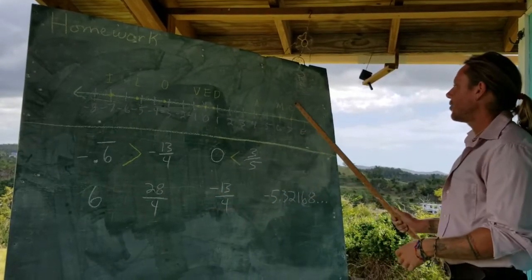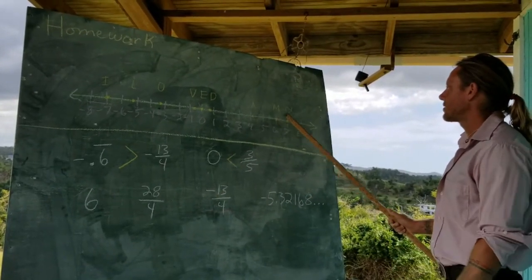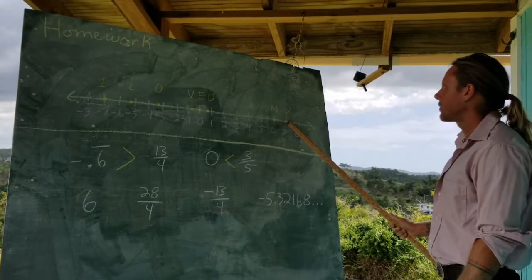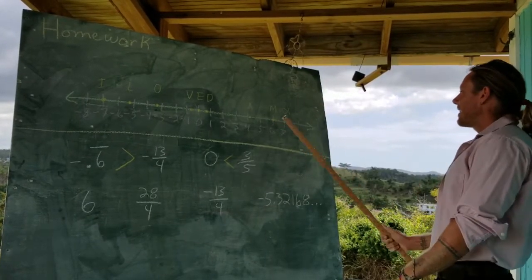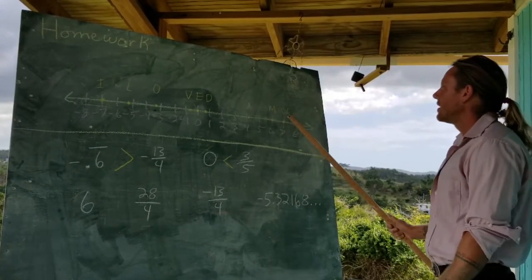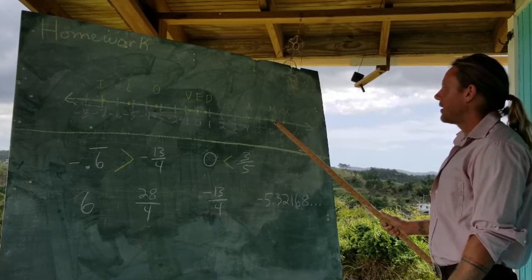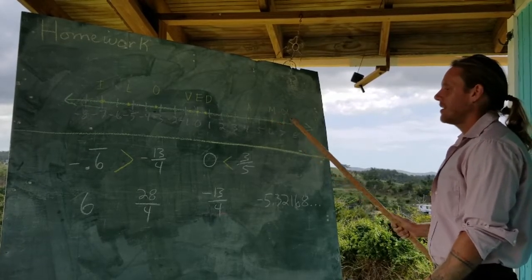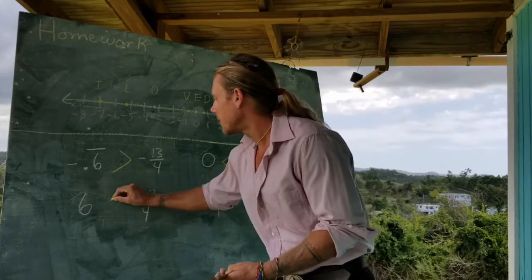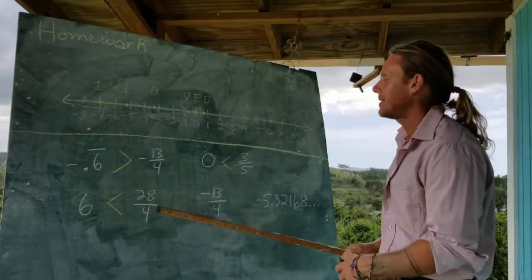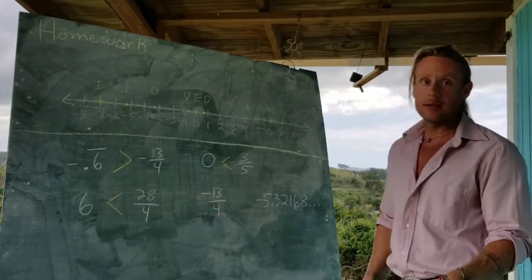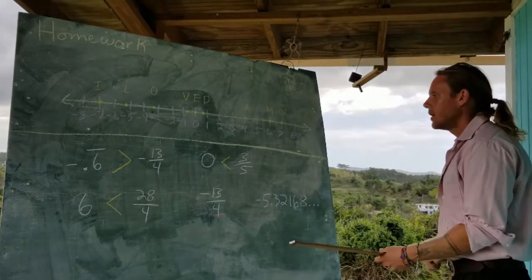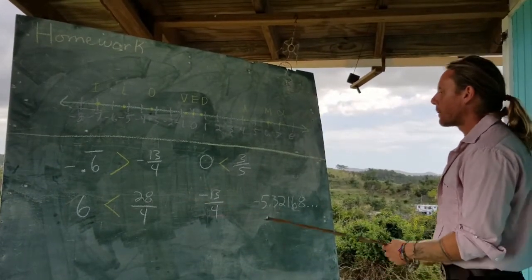Well, here was our point M, which was equal to 6. Here's our point alpha, which was equal to 28 over 4. Alpha's this side, farther along in the positive direction than M. Therefore, 6 is less than 28 over 4. And again, remember, 28 over 4 is another way to write 7. 28 divided by 4 is 7. So 6 is less than 28 over 4.